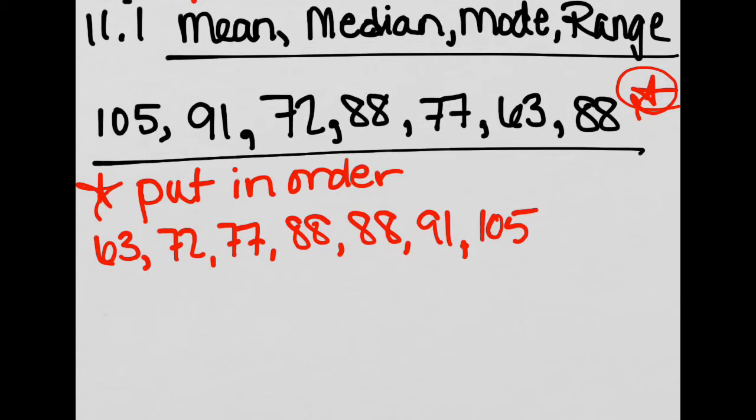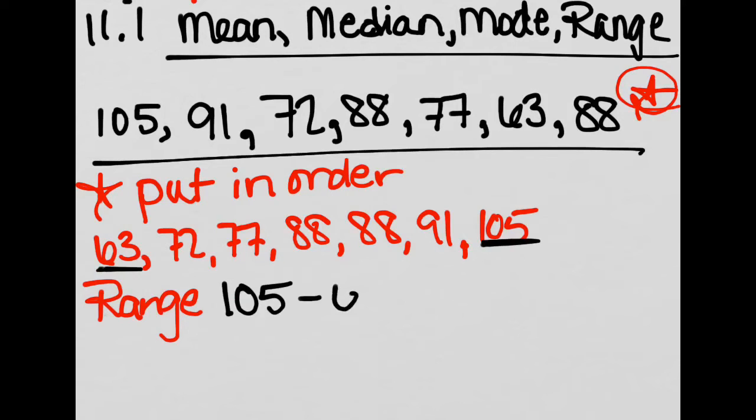Okay, so from there, my first step will be the range. And the reason why is because this is probably the easiest. For the range, I just take the largest number, so this top number, and I subtract the bottom number. So 105 minus 63 is 42. So my range is 42.